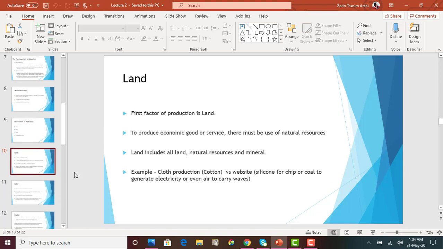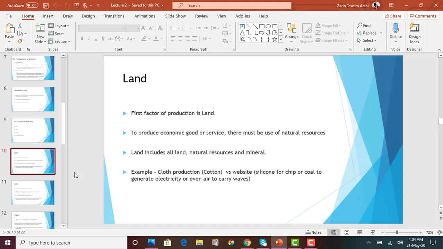So land is the first factor of production. Land constitutes all the physical land we have, plus all natural resources and all minerals. So under land we will have all the raw materials needed, all the natural resources needed, all the minerals needed, as well as the physical land that we need to perform any type of production.